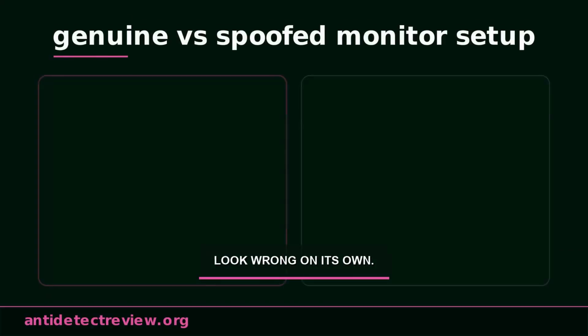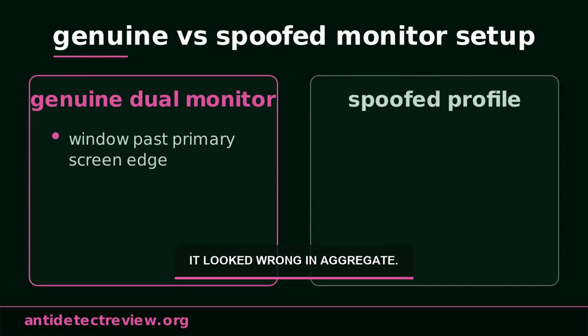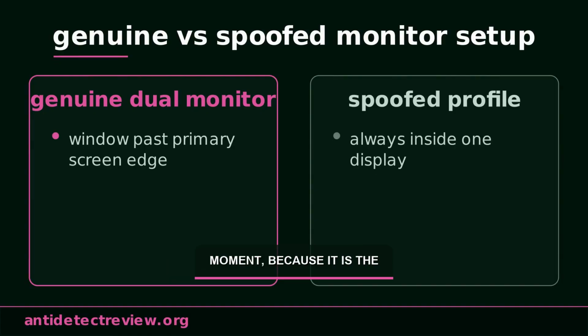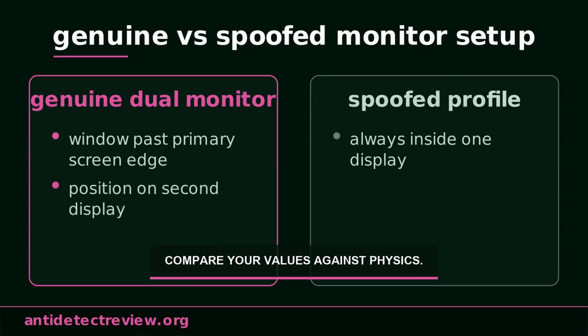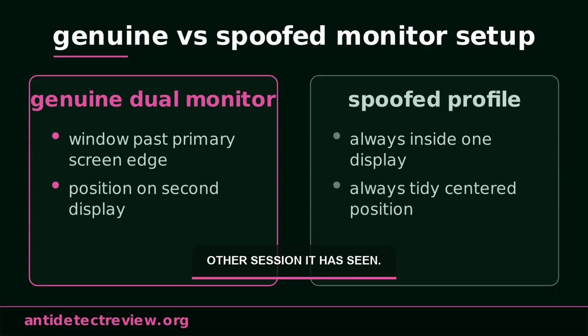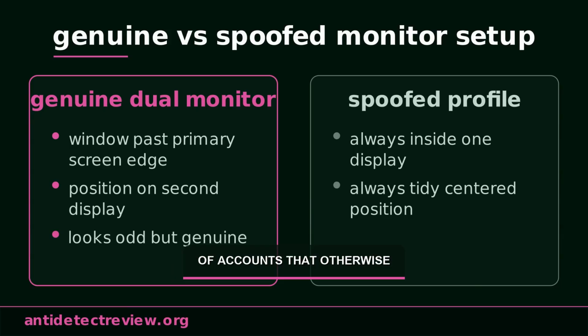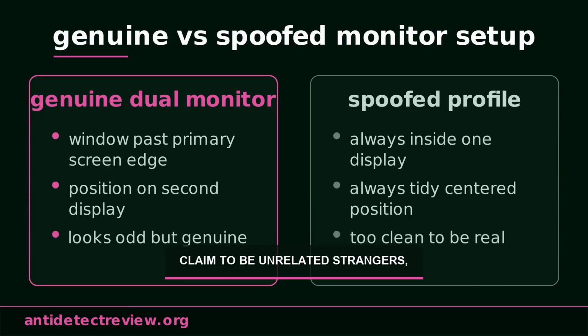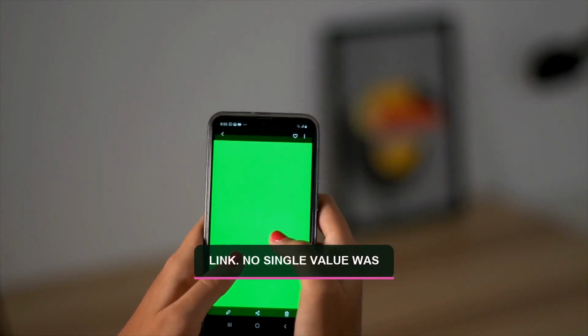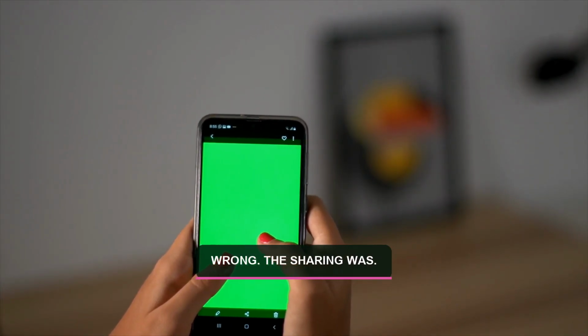The setup did not look wrong on its own. It looked wrong in aggregate. That aggregate point deserves a moment because it is the part people underestimate. A site does not only compare your values against physics, it compares them against every other session it has seen. If a particular combination of screen, viewport, and pixel ratio appears across hundreds of accounts that otherwise claim to be unrelated strangers, the combination itself becomes the link. No single value was wrong, the sharing was.